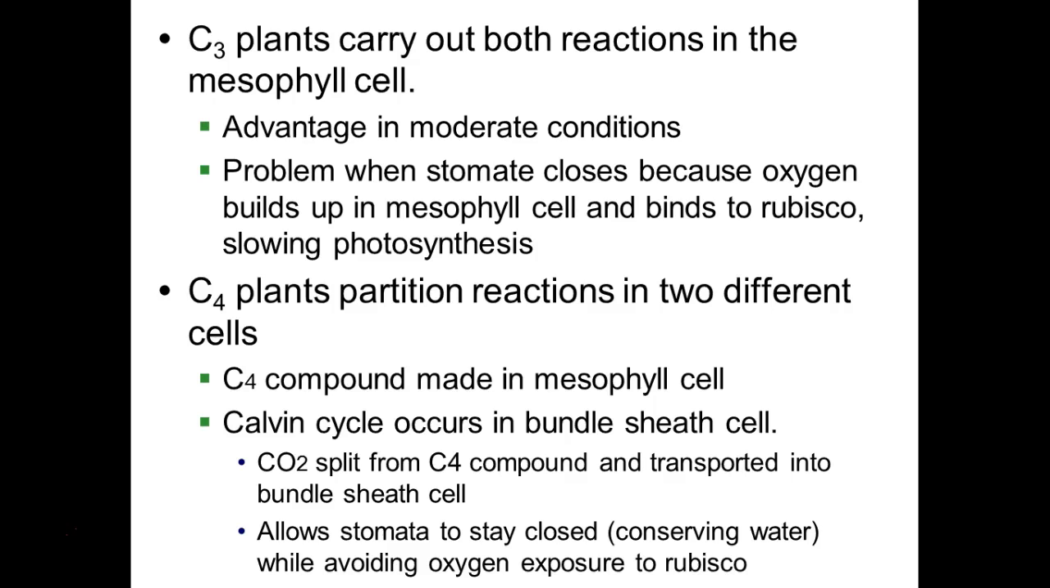And this is because that first molecule that is made is a C4 compound, and it is made in the mesophyll cell. The Calvin cycle occurs in a different cell, the bundle sheath cell. So the C4 compound is actually holding on to a carbon dioxide. It's going to hold on to that carbon dioxide, and then it will eventually be split from it and transported into the bundle sheath cell. This allows the stomates to stay closed, which conserves water while avoiding oxygen exposure to rubisco because oxygen is not building up in the cells.